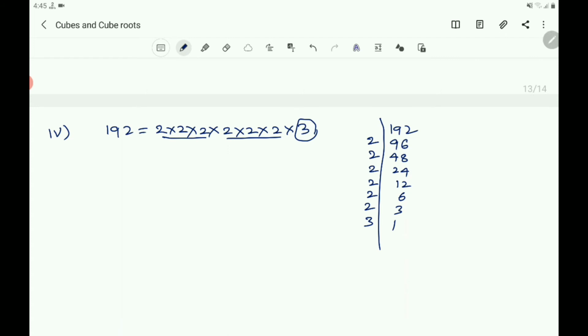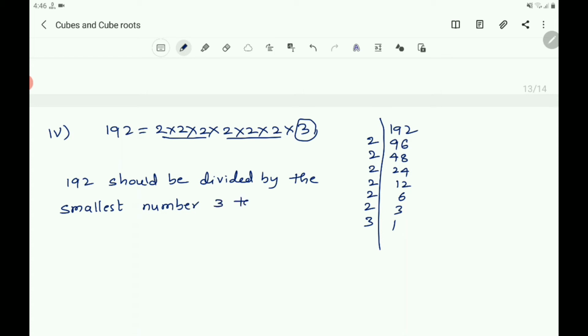Therefore you write: 192 should be divided by 3, that is the smallest number 3, to make it a perfect cube.